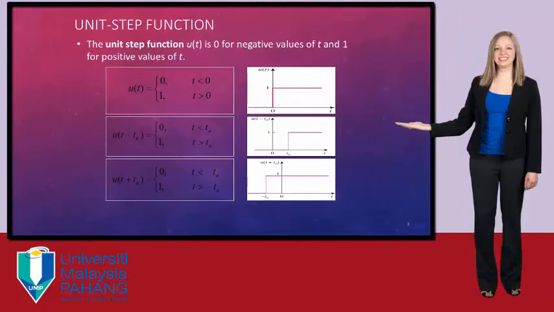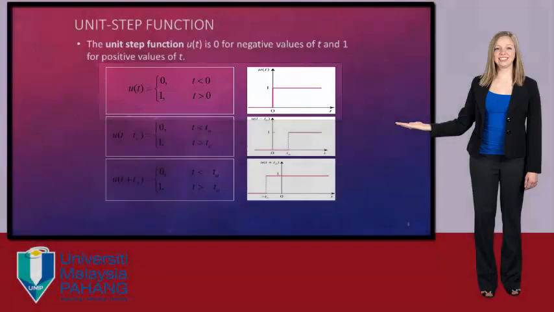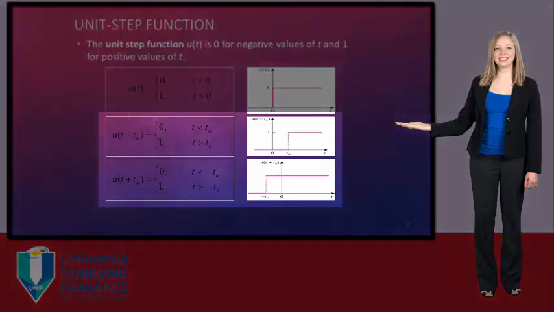First, unit step function. The notation of unit step is u(t). The unit step function is defined by u(t) equals 0 for t less than 0 and u(t) equals 1 for t greater than 0. It is called unit step because the step is 1 unit high. It represents a signal that switches on at a specific time and stays switched on indefinitely. The second and third figures show the shifted version of unit step.